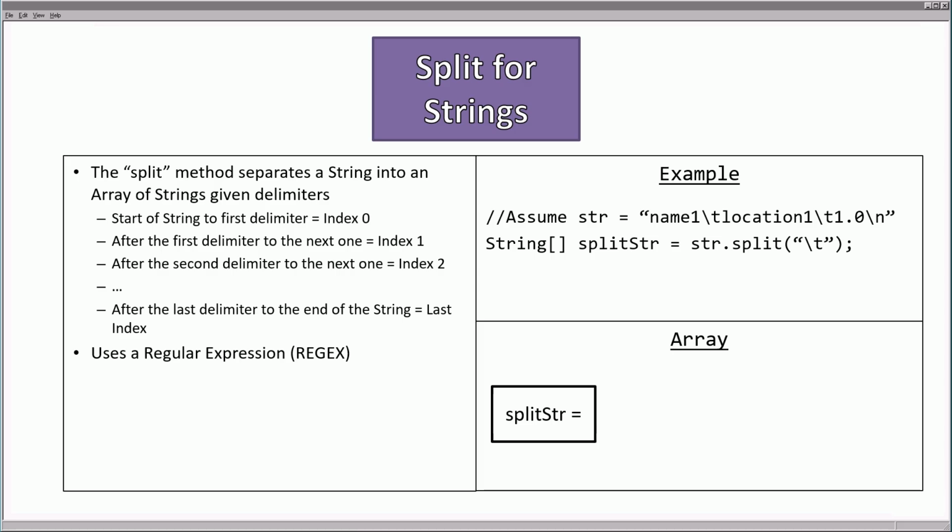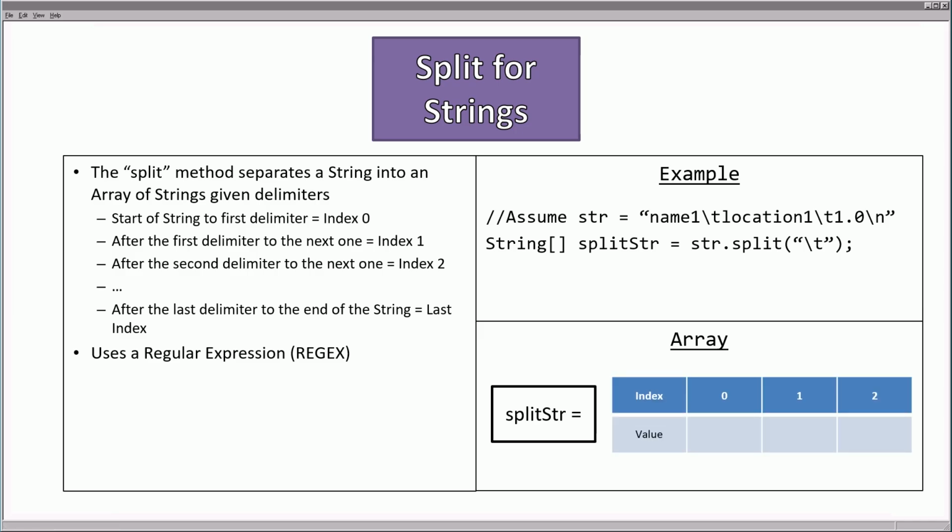Now, if we have this example up here, let's just assume that this str that we're calling the method from is equal to this string, name1 tab, location1 tab 1.0, and we're going to split based on this tab. What happens is an array is constructed based on the number of times that this character appears. Since this appears twice, we know we have 1, 2, 3 fields, so this array is of size 3.